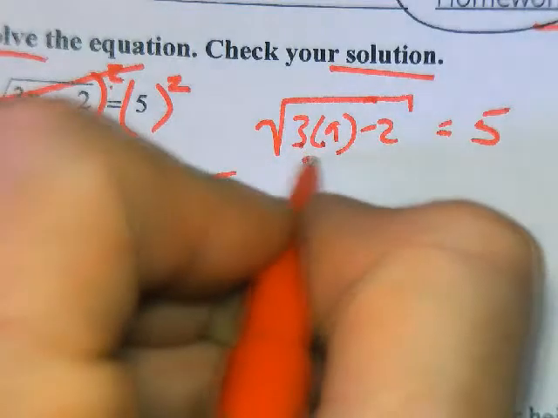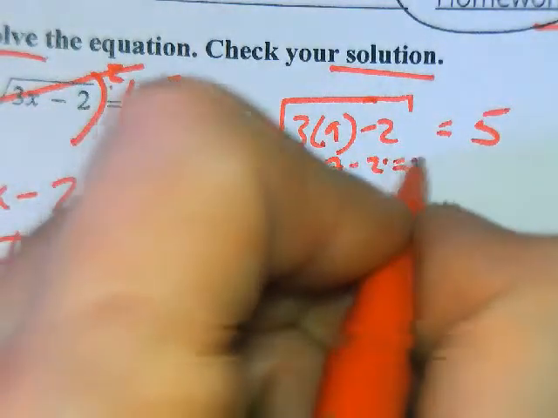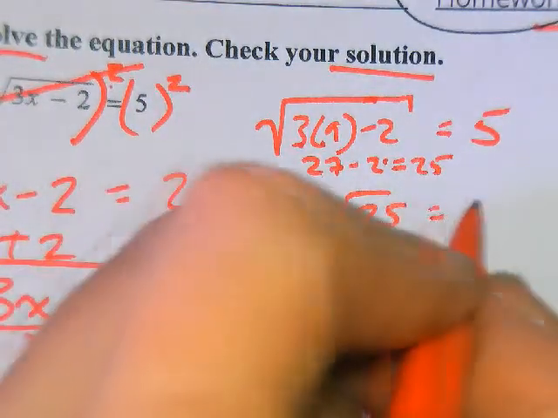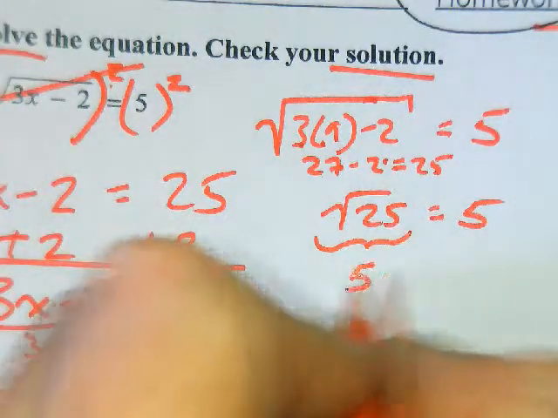3 times 9 is 27. 27 minus 2 is 25. So the square root of 25 equals 5. The square root of 25 is just 5. That checks out.